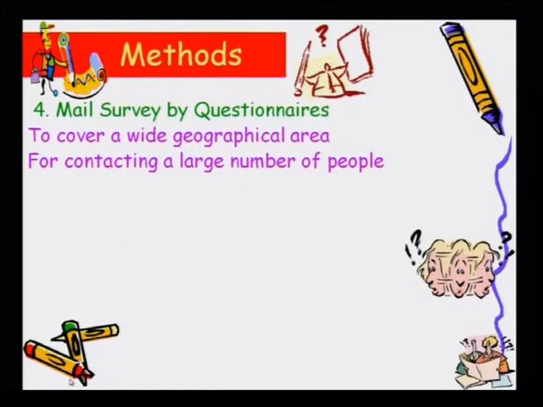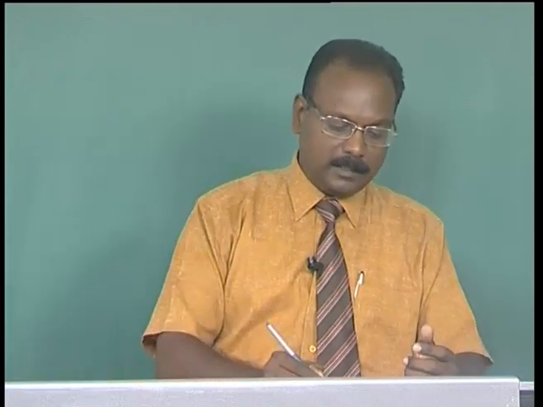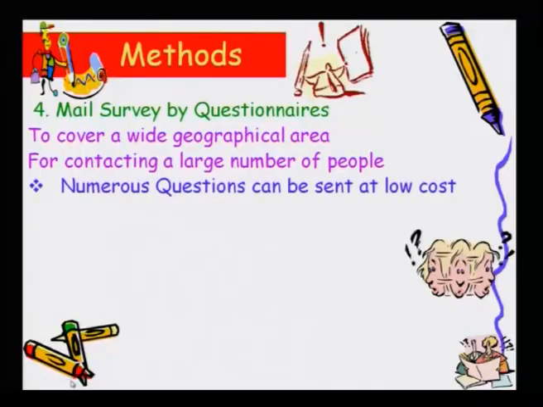Now, in case of wider areas where you cannot go to person by person, where you cannot even use telephone, then go for mail survey. That means you use questionnaires, but you post them. You mail them to their doorstep. So, get addresses of these people and then mail the questionnaires. This is generally used to cover a wide geographical area, and this is used for contacting a large number of people.